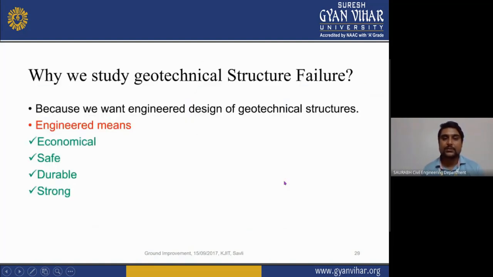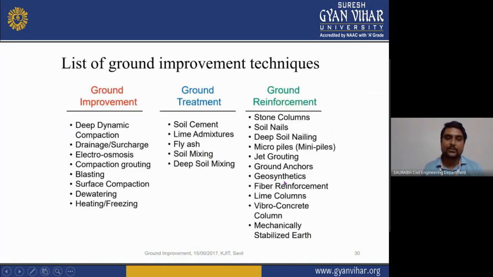Why did we study geotechnical structure failure? We should know about it because we want an engineered design of geotechnical structures. Engineered means economical, safe, durable, and strong. It should be strong also.